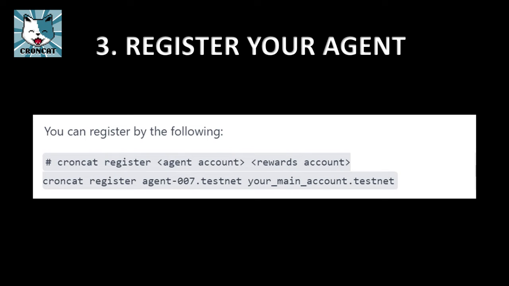Next step is to register your agent. To be able to earn rewards with CRONCAT, the manager needs to know which account will be earning rewards. You can register by the following. Note that if you make your rewards account different than your agent account, you will need to set up a way to make sure the agent account stays funded, as it does need to pay for transaction executions.